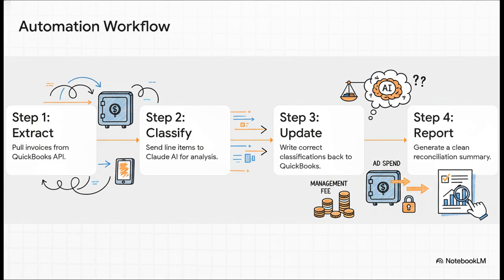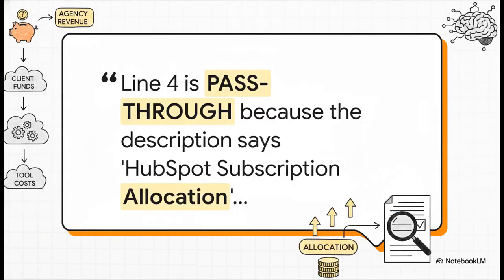So the automated workflow itself is actually pretty straightforward. A script connects to your QuickBooks and pulls out any new invoices. Then it sends the line items over to an AI, like Claude, which has been trained to know the difference between a management fee and ad spend. The AI zips back the correct classifications, the script updates QuickBooks automatically, and boom, it generates a clean report for you.